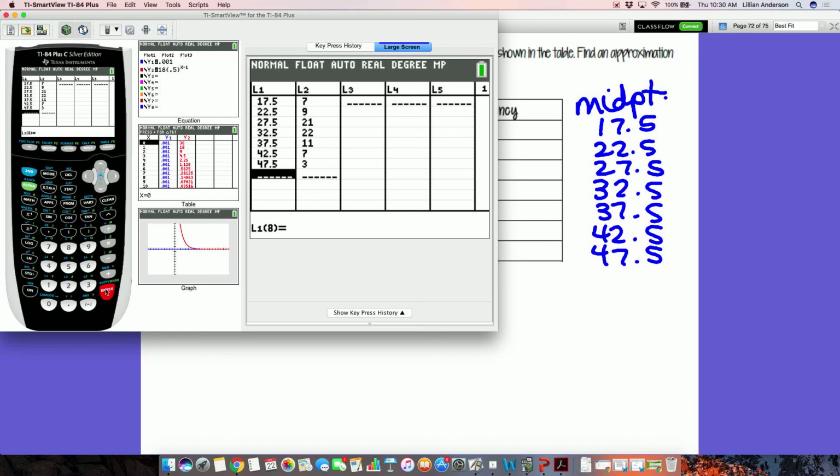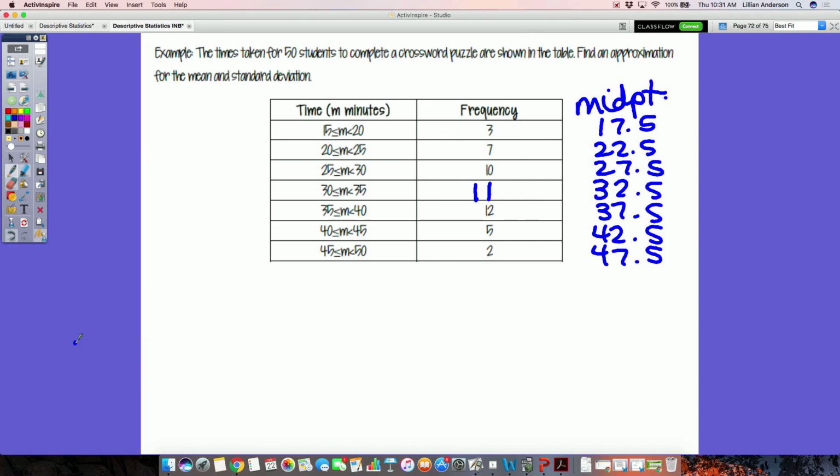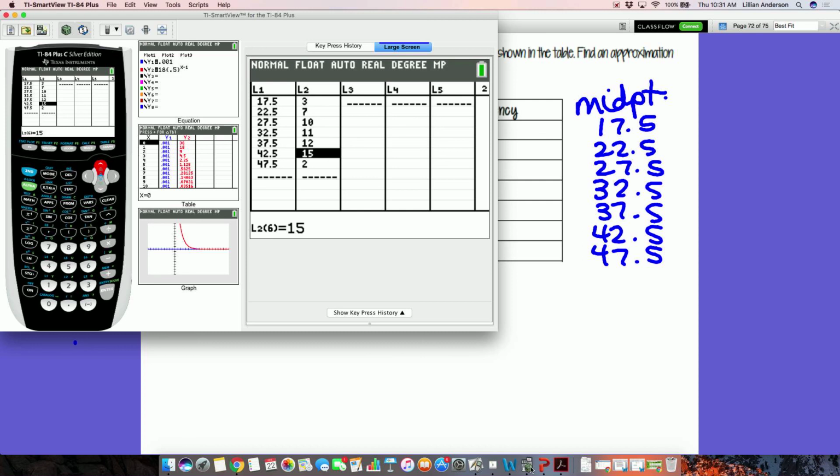47.5. And then in L2, I'm going to type in all of my frequencies. Can y'all read them out since my calculator covers it? What's the first one? 3, 7, 10, 11, 12, 5. That's a 5. I thought it was 15. That's not the 5. Okay. So if I mess up, I just overwrite it.